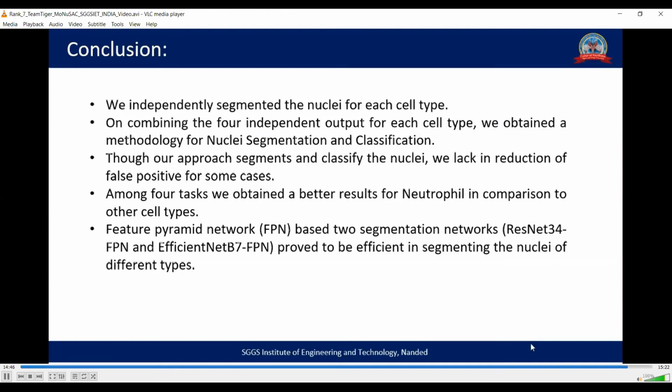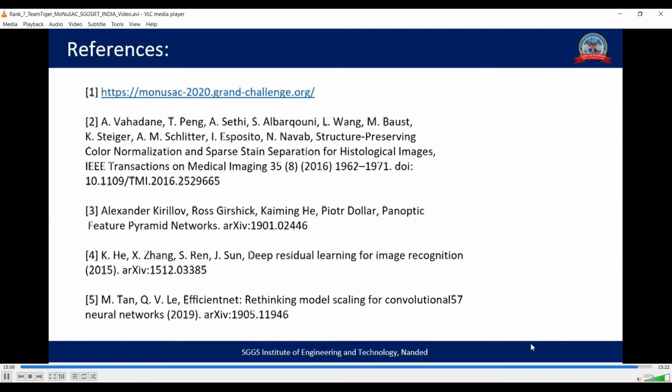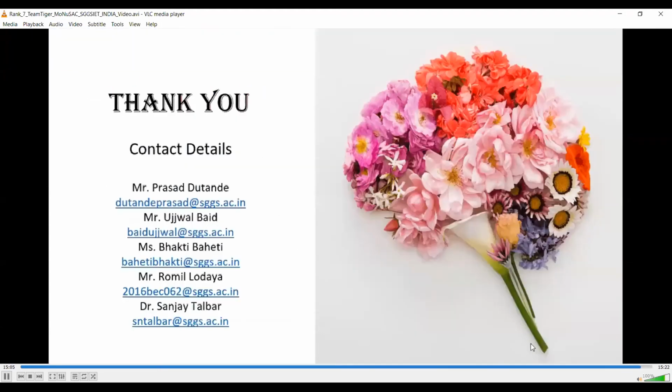A feature pyramid network based on two classification networks, ResNet34 and EfficientNet-V7, proved to be efficient in segmenting the nuclei of different types. These are the references. Thank you. Below are the contact details.